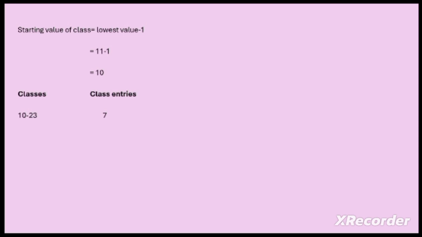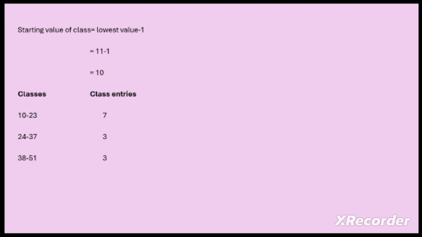So there is a gap of 14. My class width, which I found in the previous slide, was 14. My starting value is 10 and the ending value of the first class is 23. So there are 7 numbers between 10 and 23 in the given data. How many numbers are there between 24 and 37? There are 3 numbers between 24 and 37.